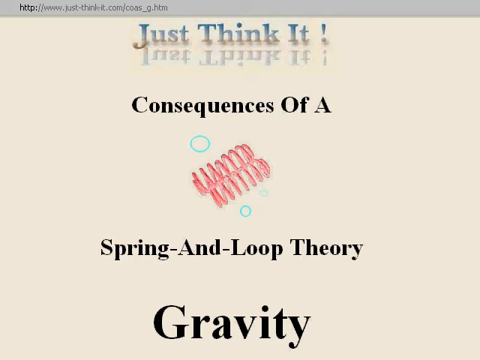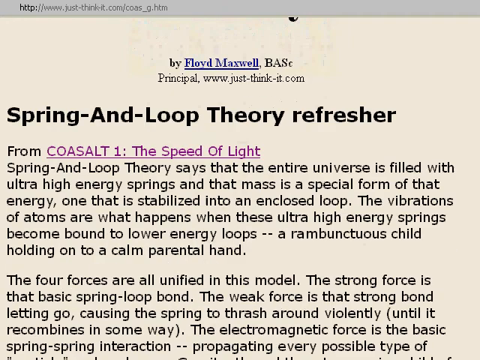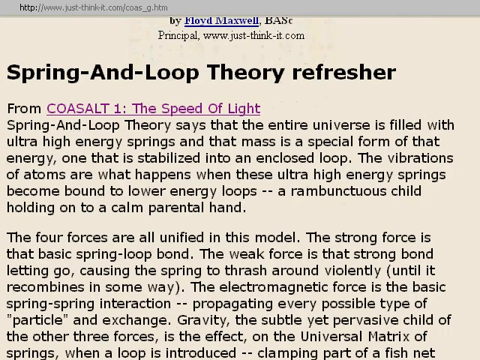This video is a continuation of the Consequences series, Consequences of a Spring and Loop Theory, Gravity. Spring and Loop Theory refresher from COASALT 1, the speed of light. Spring and Loop Theory says that the entire universe is filled with ultra-high energy springs, and that mass is a special form of that energy, one that is stabilized into an enclosed loop. The vibrations of atoms are what happens when these ultra-high energy springs become bound to lower energy loops.